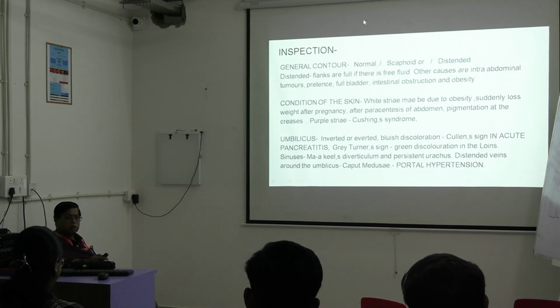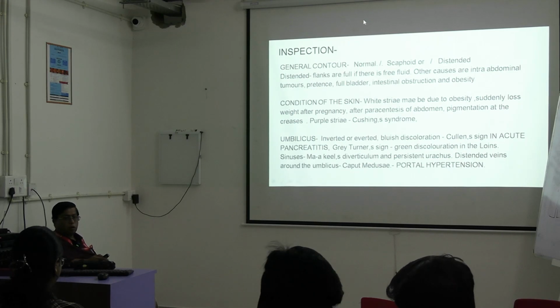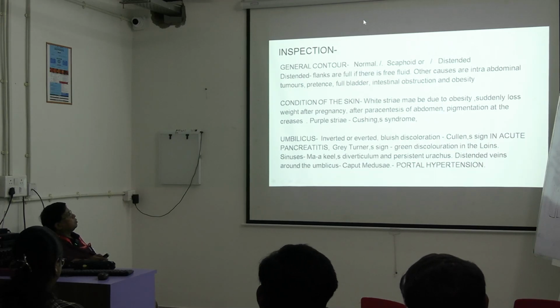What are the signs of distension? The umbilicus is everted and the skin looks shiny. Then it is distended, or it may be the opposite, it may be scaphoid. So use these terms: it is normal, it is scaphoid, or it is distended.